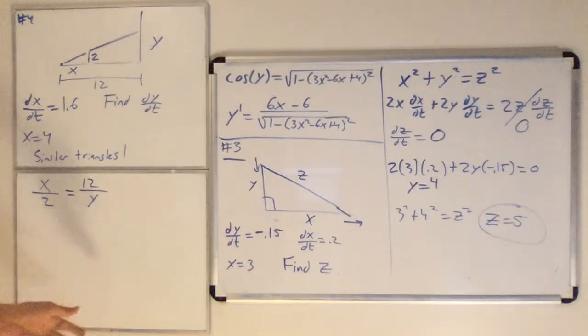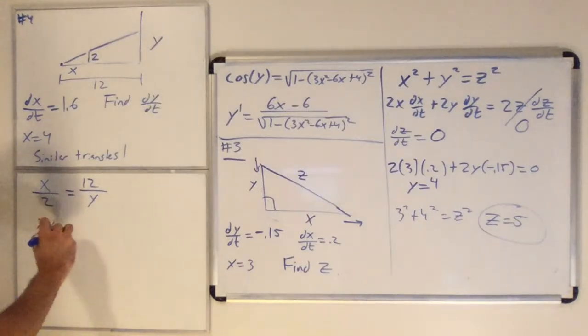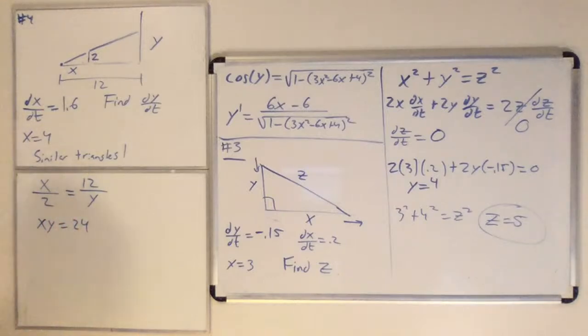Yeah, let's cross multiply, take the derivative, and see what happens. Okay, so xy is equal to 24. Take the derivative of both sides, right? Because we want to relate rates, so we need some rates.